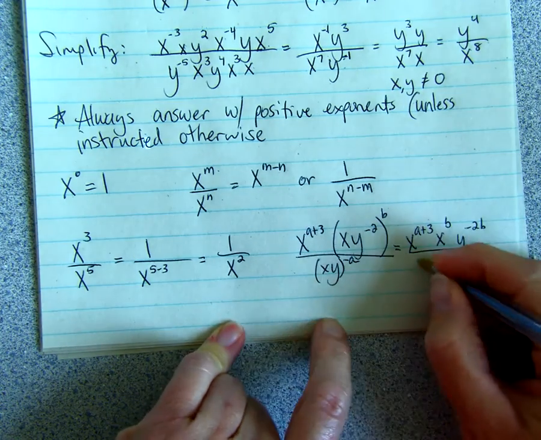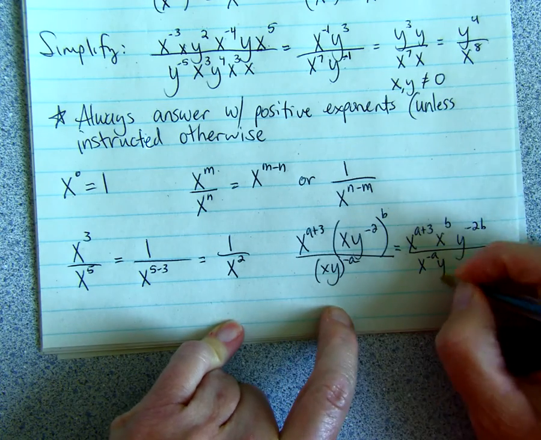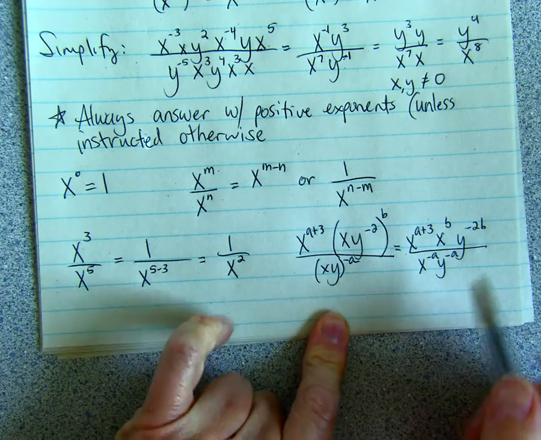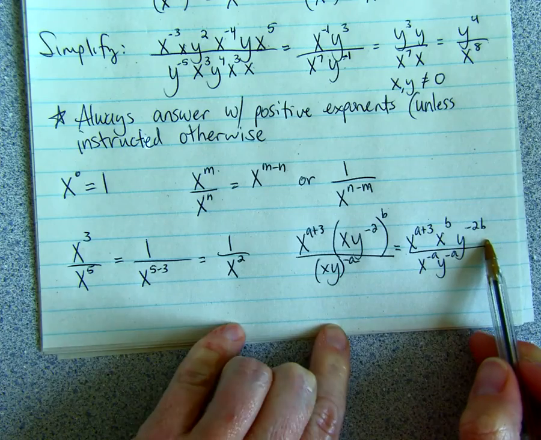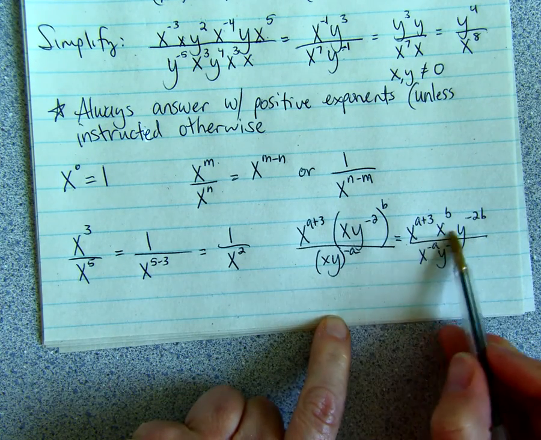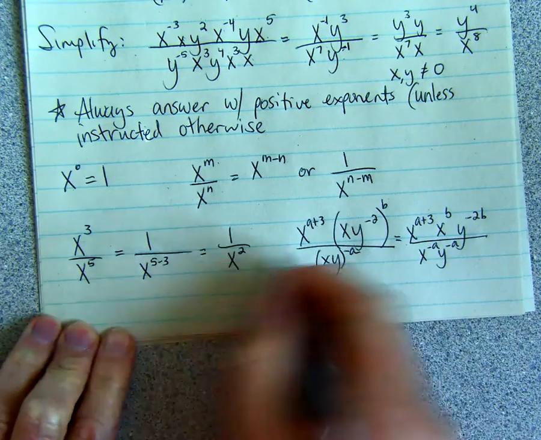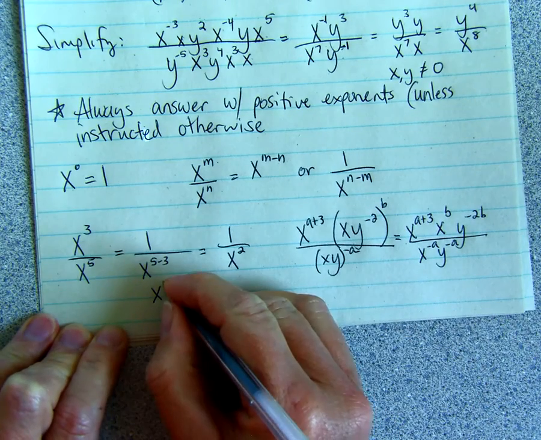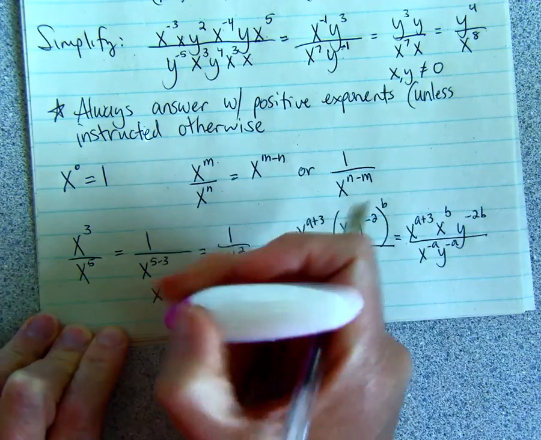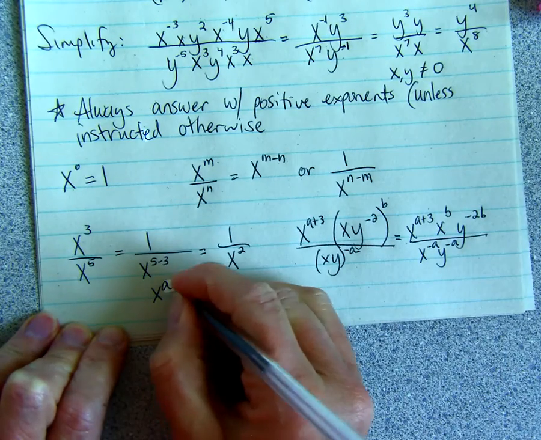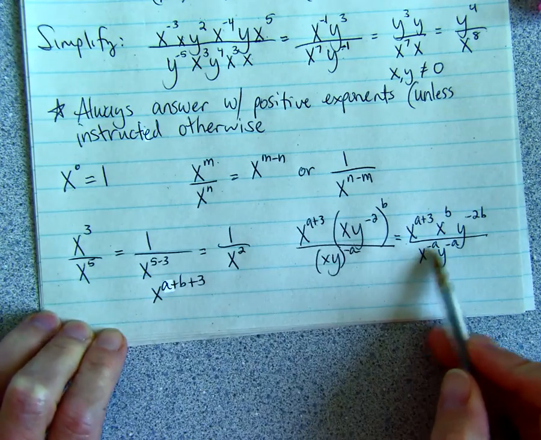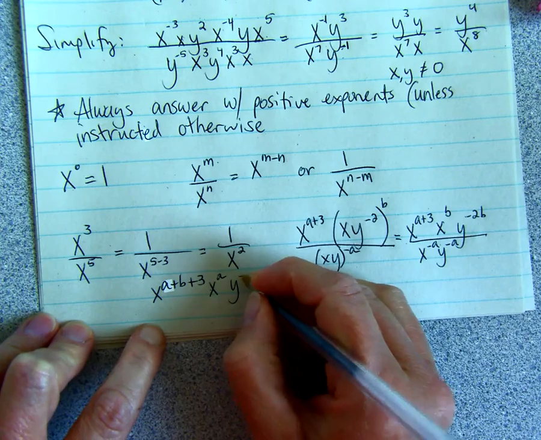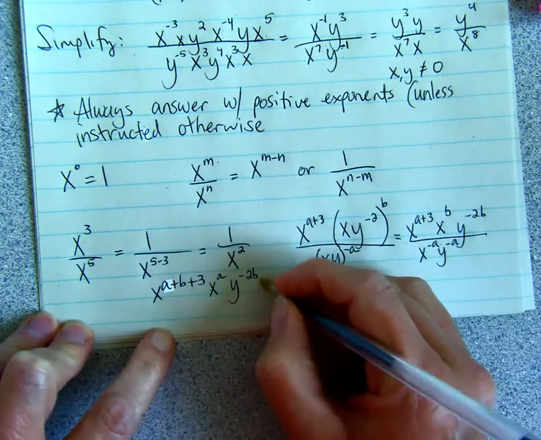Over, then we're going to take our negative a here and put x to the negative a, y to the negative a. Now we can bring both of those up to the front and make them positive. But let's first add these together. So I'm going to come down here and do x to the a plus b plus 3, x to the a plus b plus 3. And then I'm going to bring this up, so it's x to the a. And then we have y to the negative 2b. And then I'm going to bring this a up here, y to the a.